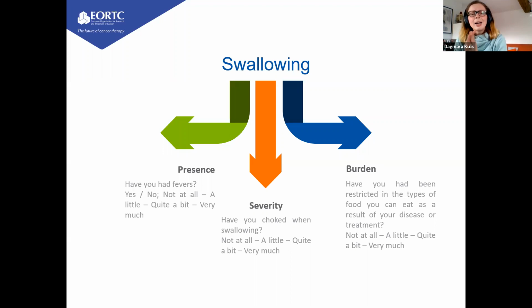But anyway, we can ask about the presence of a symptom. So have you had problems with swallowing, or have you had fevers? Whatever, it will be a yes/no question or another response scale. We can ask about the severity of a symptom. So how much was the symptom present and how severe it was? Or we can ask about the burden that it constituted to the patient.